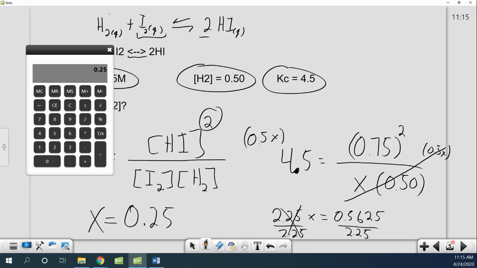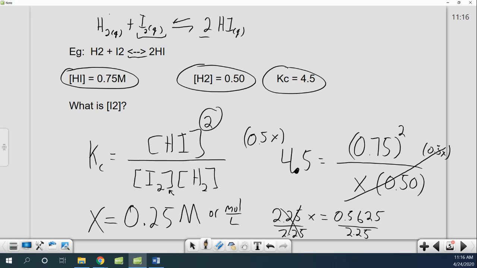0.25. 0.25 what? What did I just find? Concentration. What are the units for concentration? Moles per liter, or molarity. I don't care which one you use. If you like moles per liter, stick with moles per liter. You like big old capital M, go for molarity. Both work. So the concentration of iodine at equilibrium would be 0.25 molar.